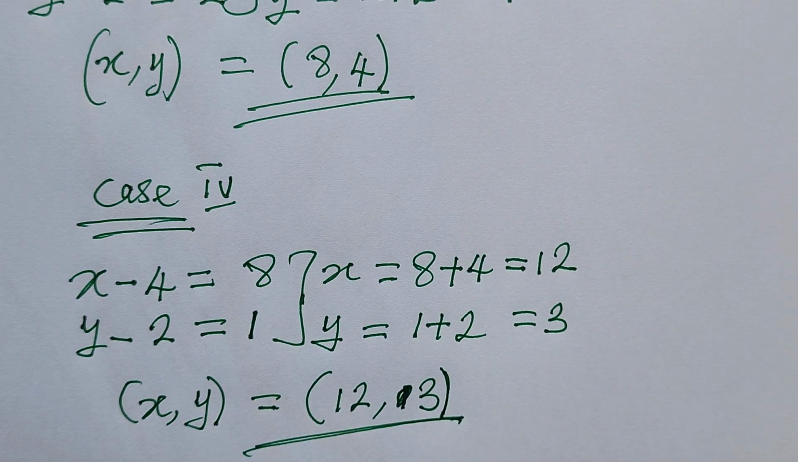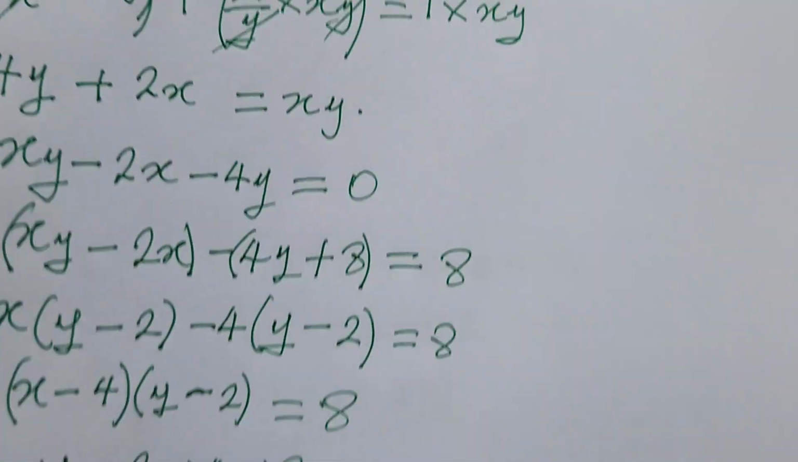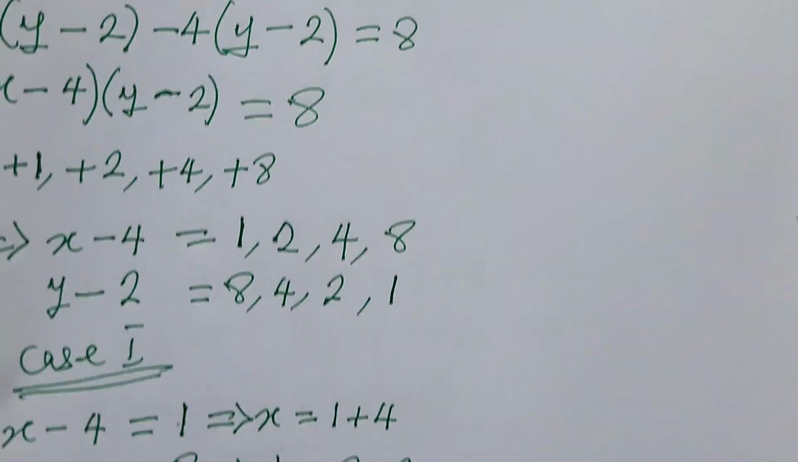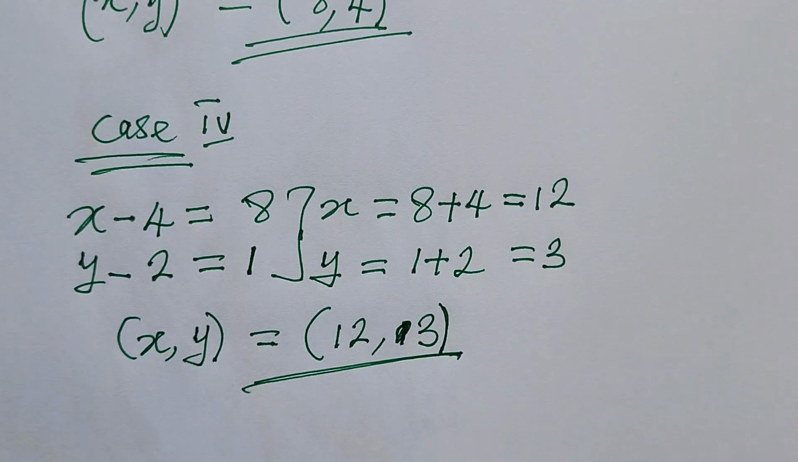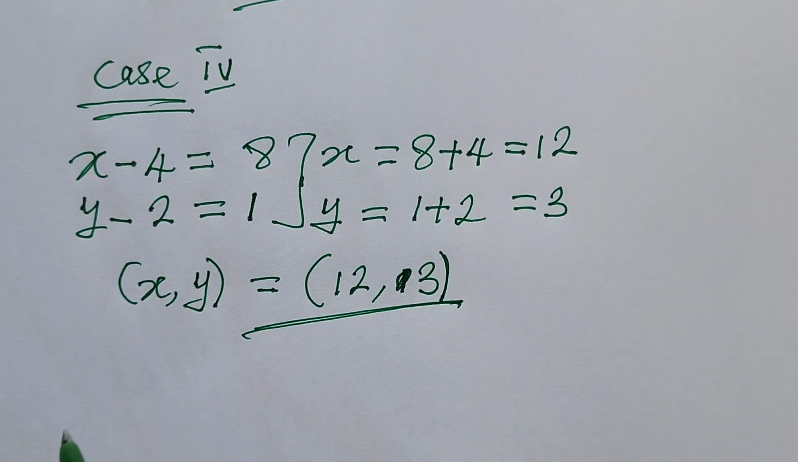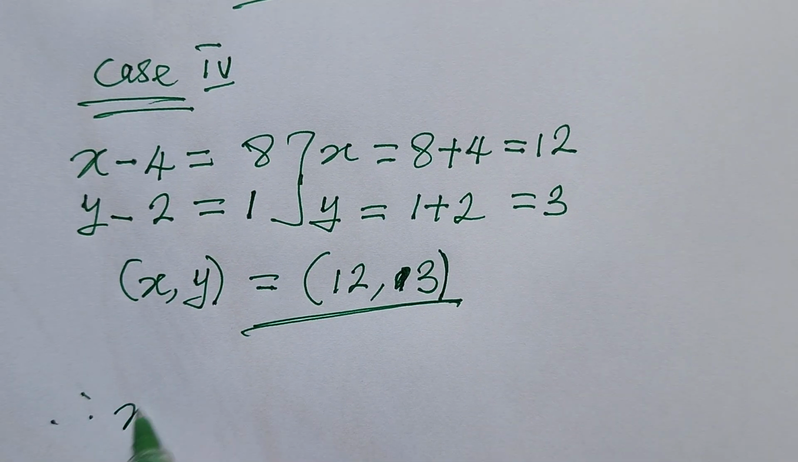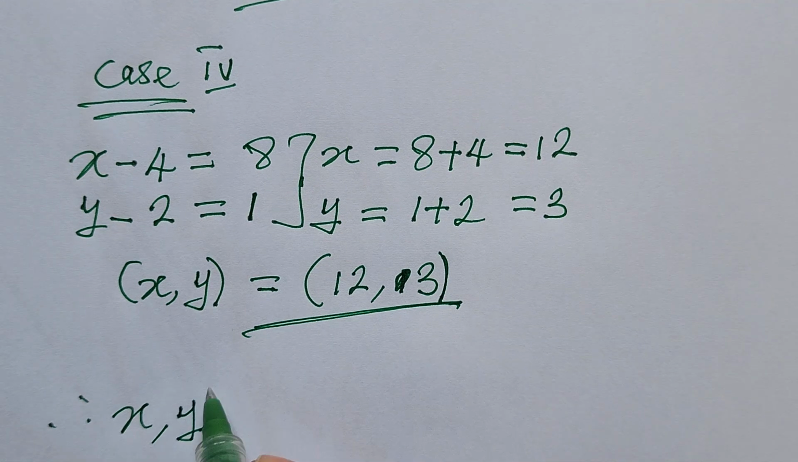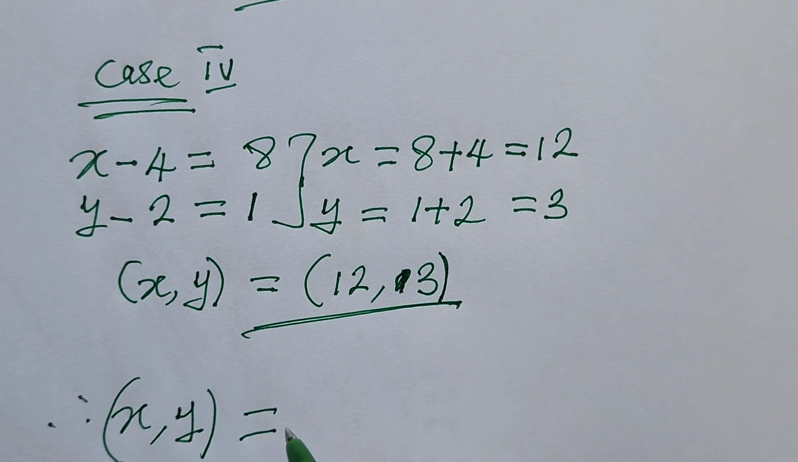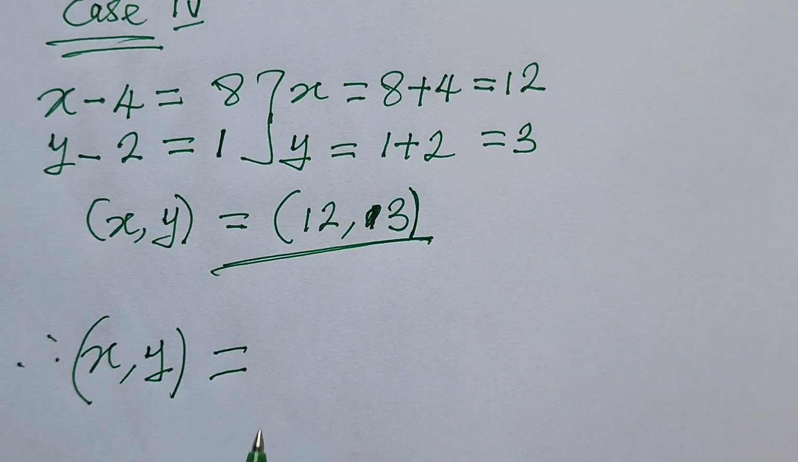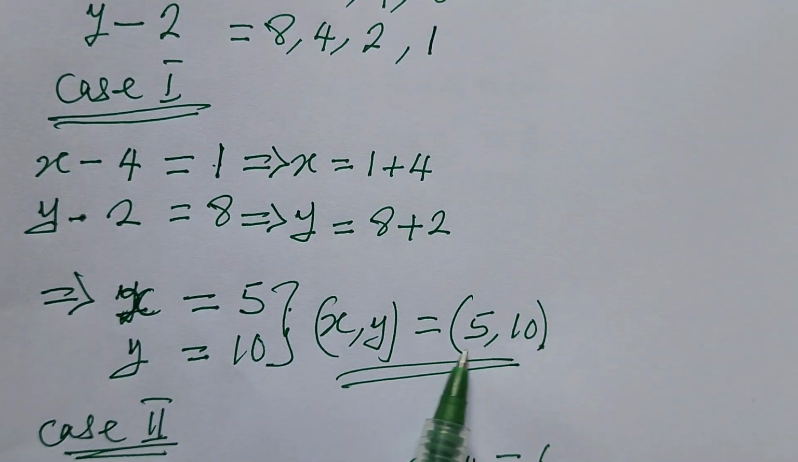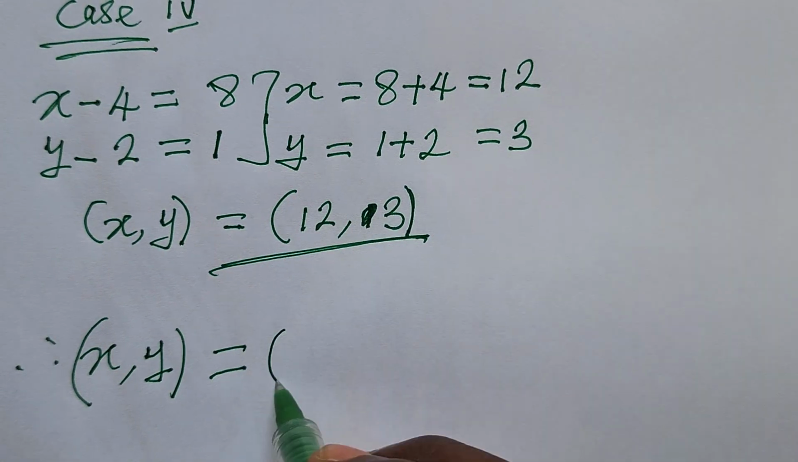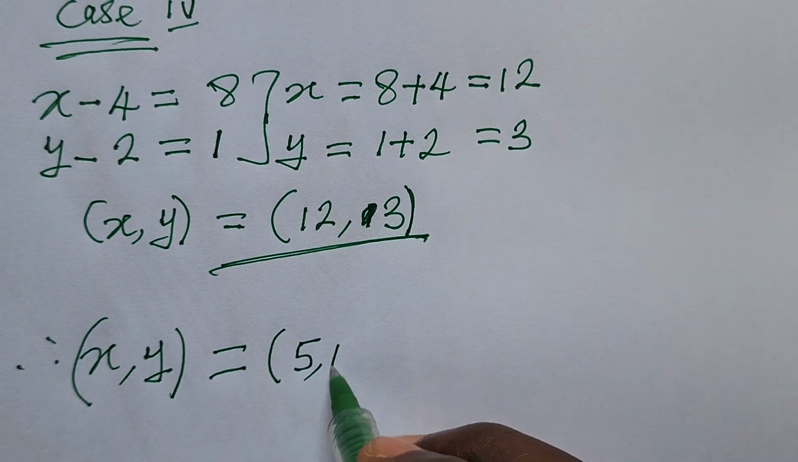Okay. So in all, we can bring out all the solutions ranging from case 1 down to case 4. So in all, x, comma y, all the pairs of solutions that satisfy this are: what is our case 1? Case 1, we have 5, comma 10. So we have here bracket 5, comma 10.